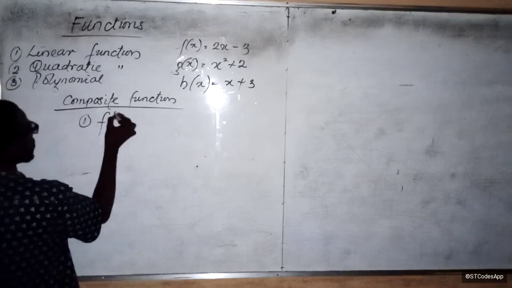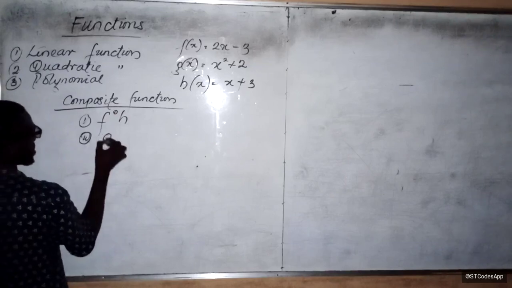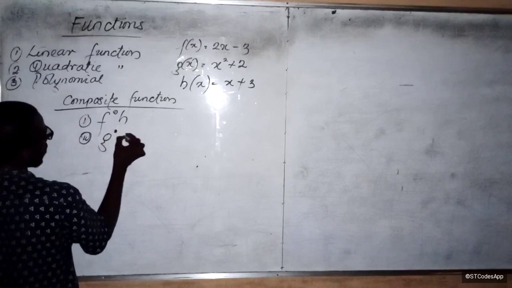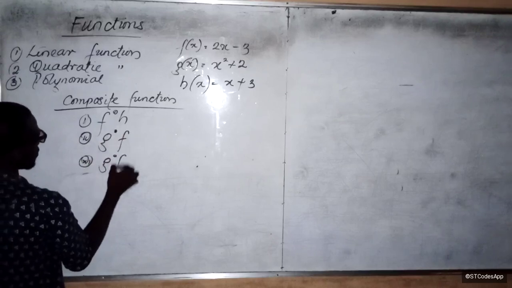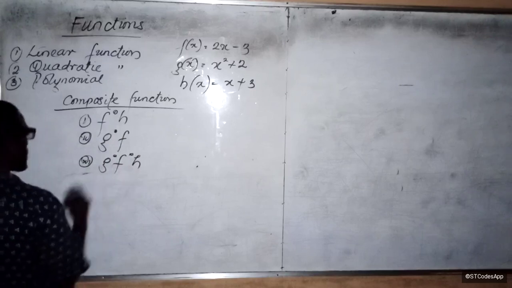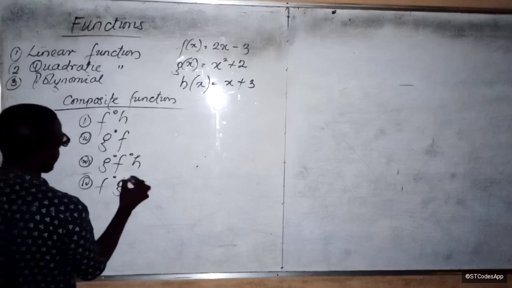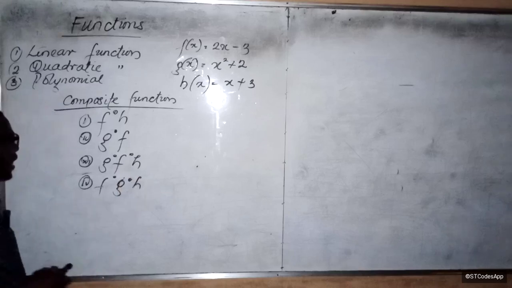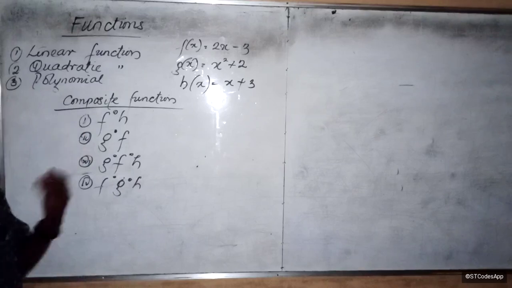If I have something like this, f of h, what does that mean? I could be given to find g of f. I could also be given g of f of h, or f of g of h. I could be given in any way. Is that okay? So let's quickly work on these four and proceed to the next stage.